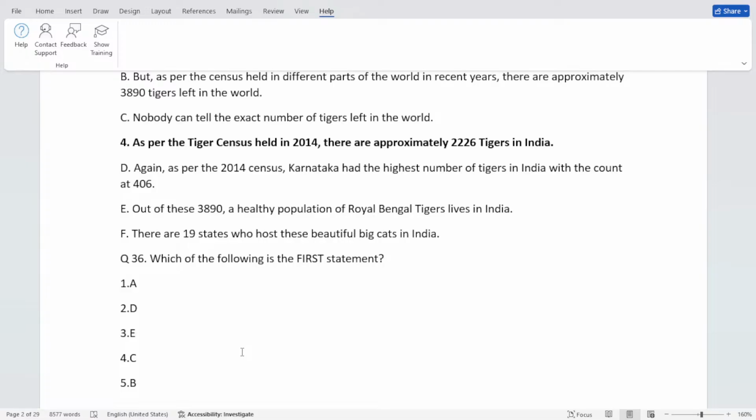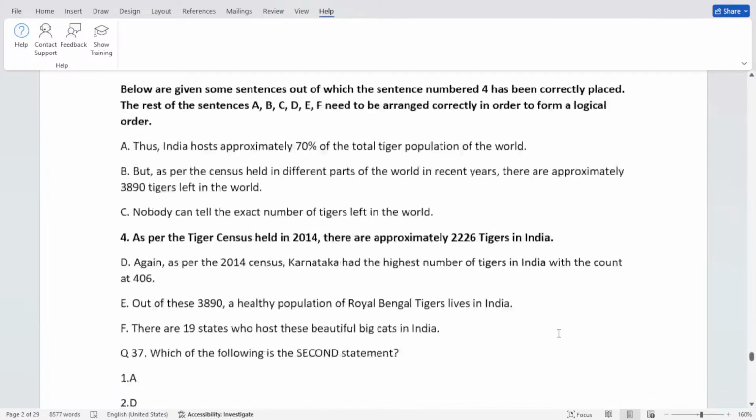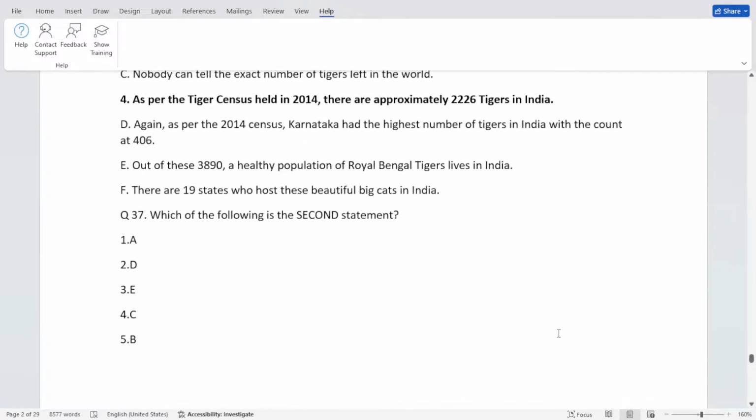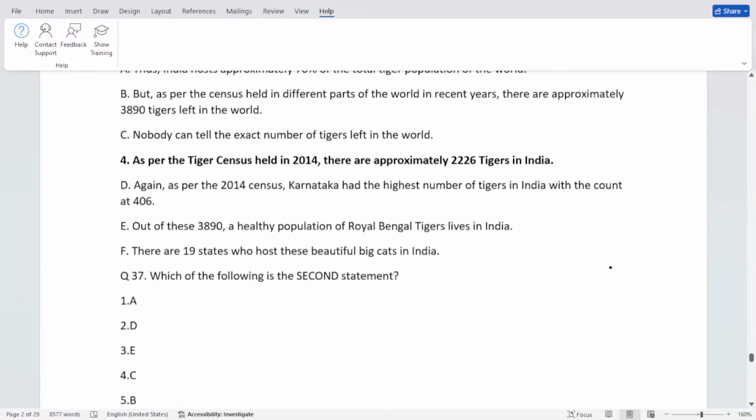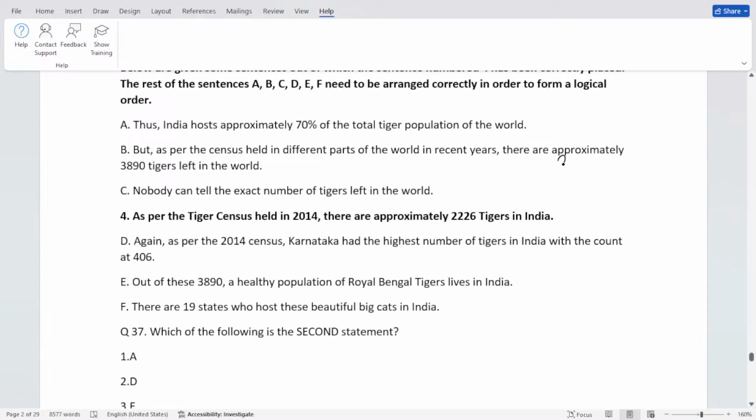So nobody can tell the exact number of the tigers. So then only they went for the analysis. That's why it will be the first statement. And next, we will go for the next question. Which of the following is the second statement they are asking? Once they started the analysis, they analyzed in the different parts accordingly. From the paragraph we can say this is the second part. So now we will go for the next question.